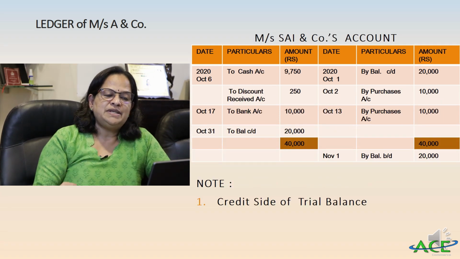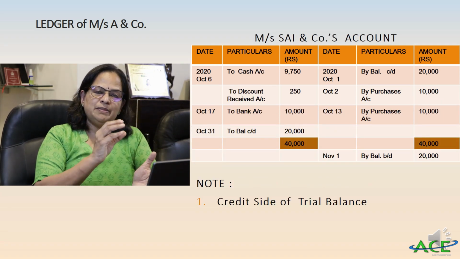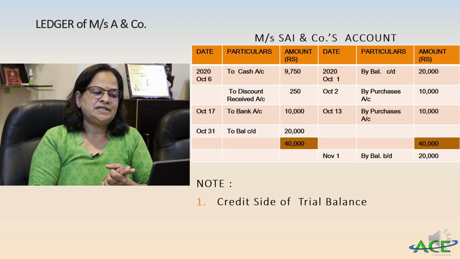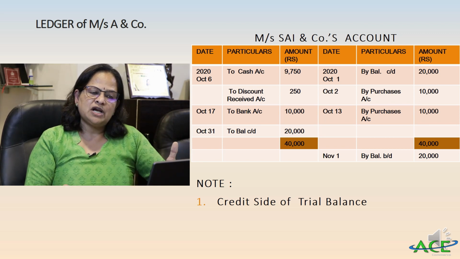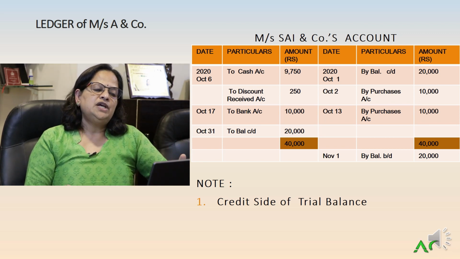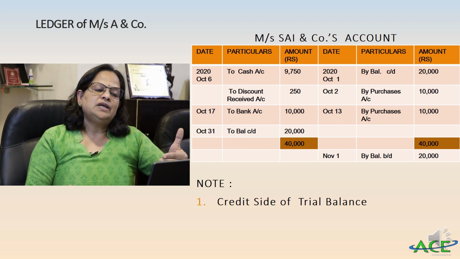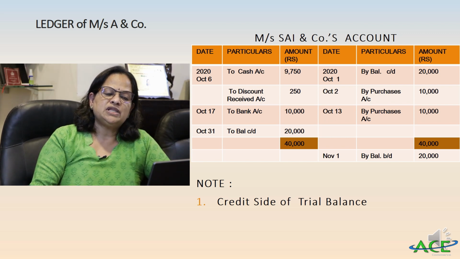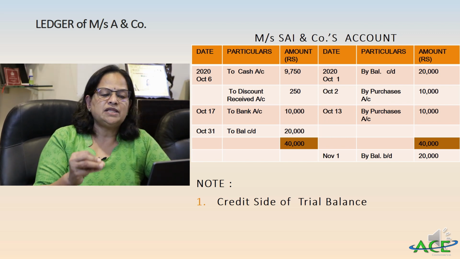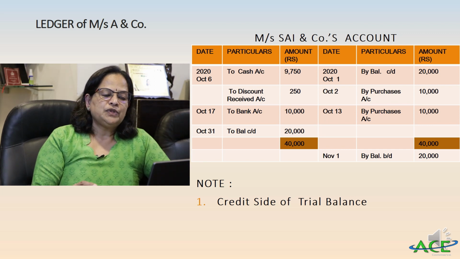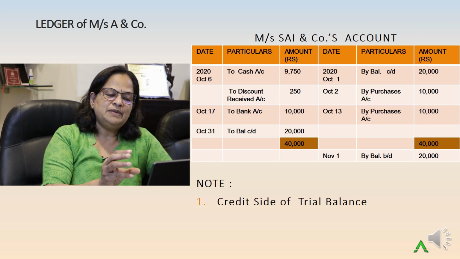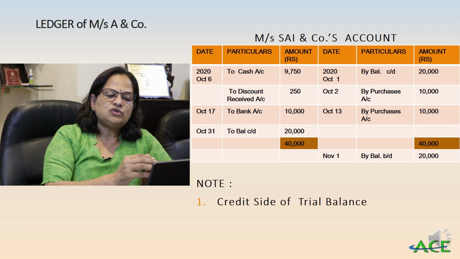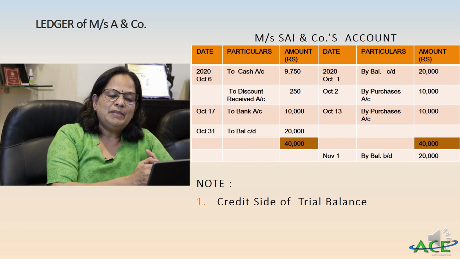Next is Sai and Company's account. So Sai and Company's account, debit side entries are there and credit side entries are there. Debit side to cash account 9,750, to discount received 250, to bank account 10,000. Then by balance carried on 20,000. By purchases account 10,000. By purchases account again 10,000. Twice they purchased. So that meaning balance in the debit side, you can see that 20,000. So 20,000 balance will be there.